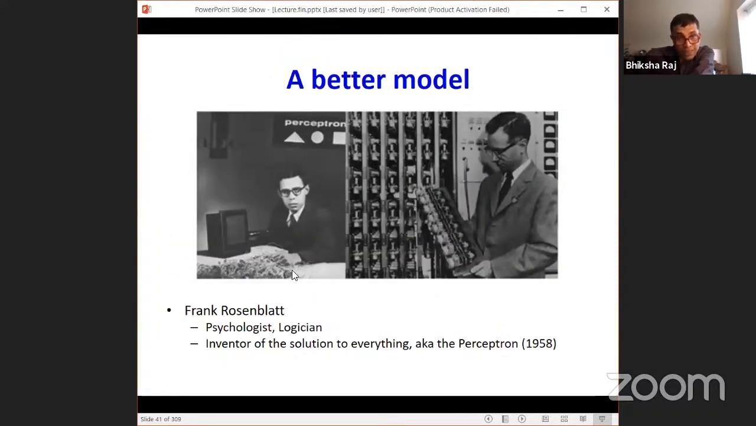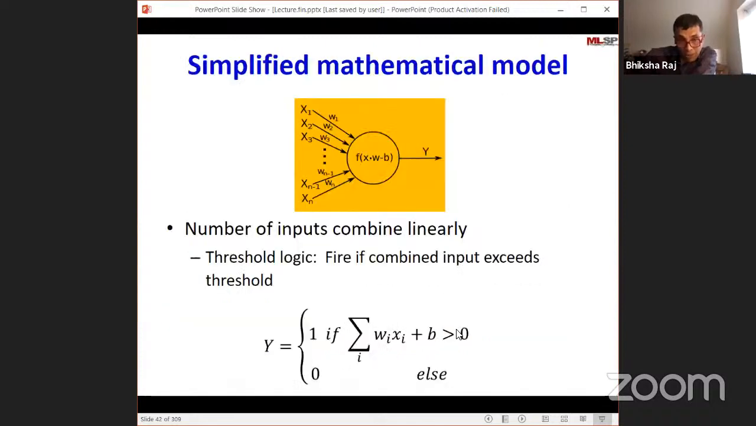That was improved upon by this guy, Frank Rosenblatt, psychologist, logician, who invented the perceptron. Rosenblatt had a tragic story. He was a professor at Cornell and died at the young age of 42 because he went sailing to celebrate his 42nd birthday, and drowned. Anyway, he invented something called the perceptron.